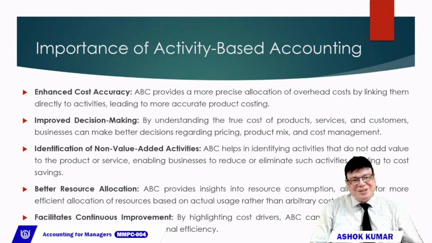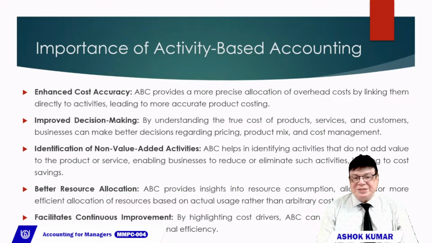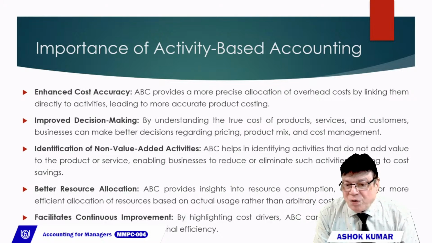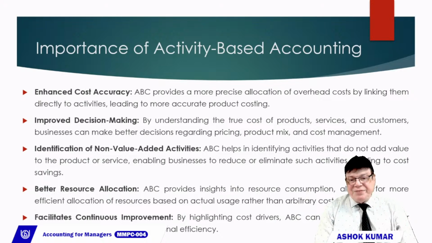Better resource allocation. Activity based costing provides insights into resource consumption, allowing for more efficient allocation of resources based on actual usage rather than arbitrary cost allocation. It facilitates continuous improvement by highlighting cost drivers. Activity based costing can be used as a tool for process improvement and operational efficiency.